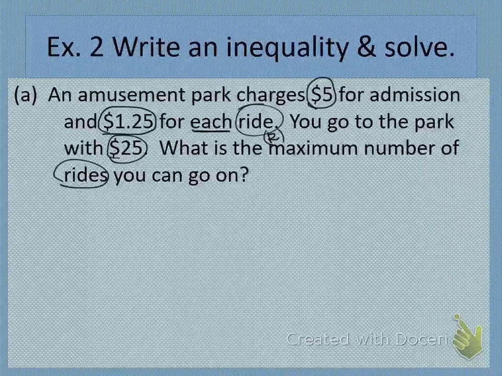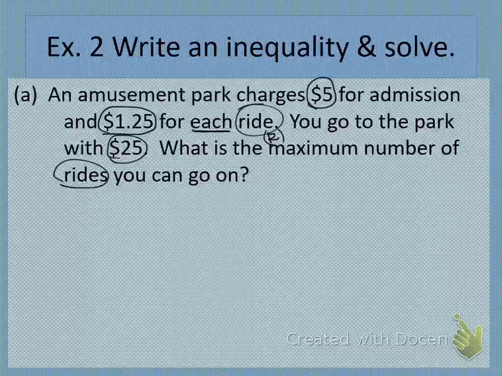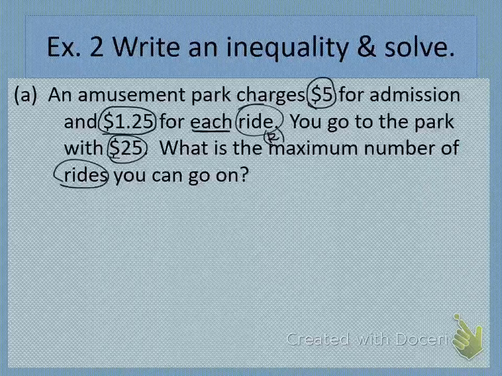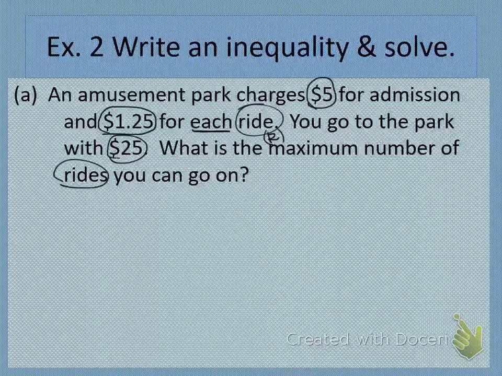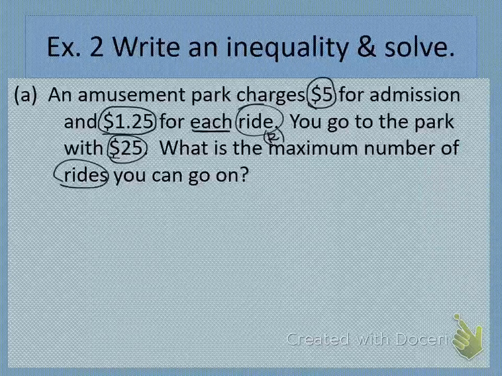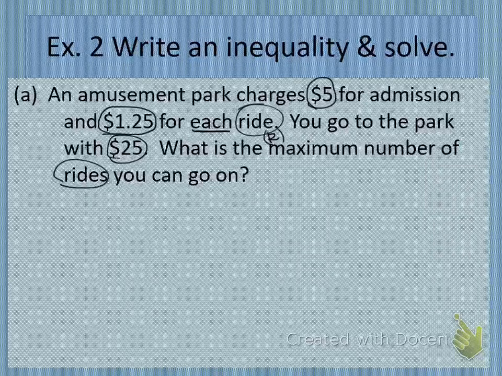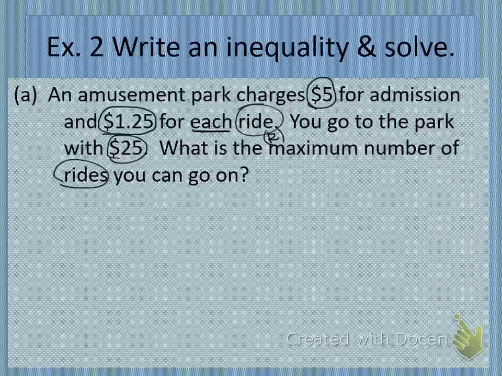Now, here's the part that's tripping everybody up. What is the first expression going to look like? We pay $5 to get in and $1.25 for each ride. So what am I going to do? If I go home and my mom says, how much money did you spend at the park? Okay, I've got to calculate in my head. Well, I paid $5 to get in and then I paid $1.25 per ride. So what am I going to do with those two pieces of information if I'm trying to tell my mom how much I spent total? I'm going to add them, right?